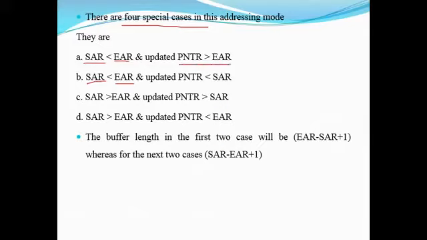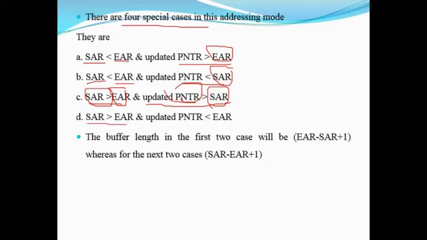And in the second case, the pointer is lesser than the starting address register. It means that the pointer is pointing to an address which is greater than the end address. And in the other case, the pointer is pointing to a location wherein the address is lesser than the pointer register. So SAR is greater than EAR and the updated pointer is greater than SAR. It means that the starting address register is greater than the ending address register value, but the updated pointer is greater than SAR.